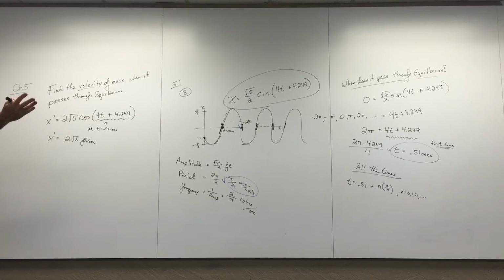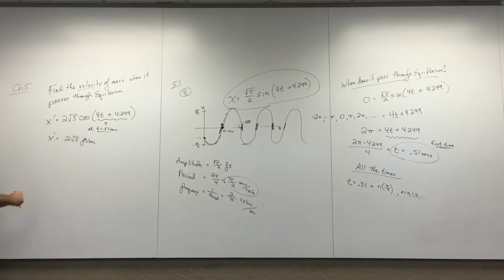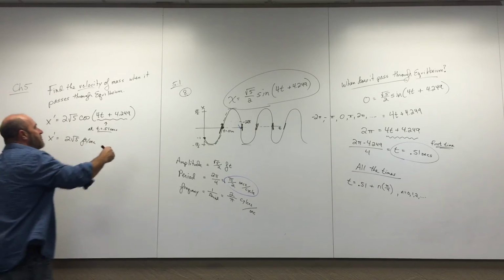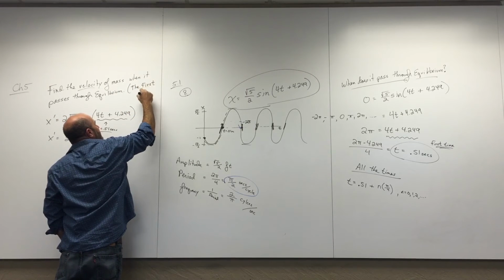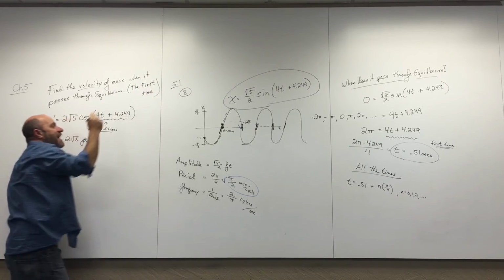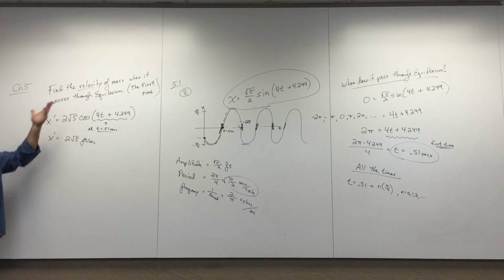Well, at this time, the answer is positive. So let me change my question. Find the velocity of mass when it passes through equilibrium the first time. Let's change it to that. And if I add that, then what's the answer? If you just wanted the speed, it's the magnitude. I should use the word speed.